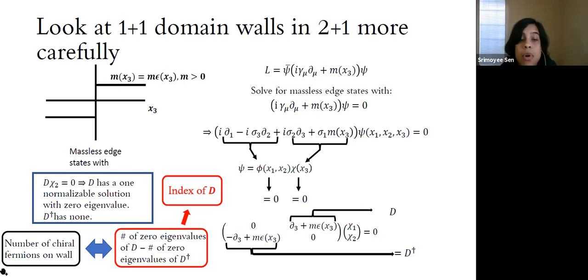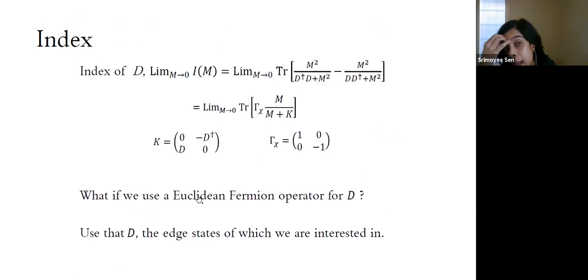So now this thing that I described, which is the number of zero eigenvalues of D minus the number of zero eigenvalues of D dagger, that's the index of the operator D. And we are going to use that in our construction.